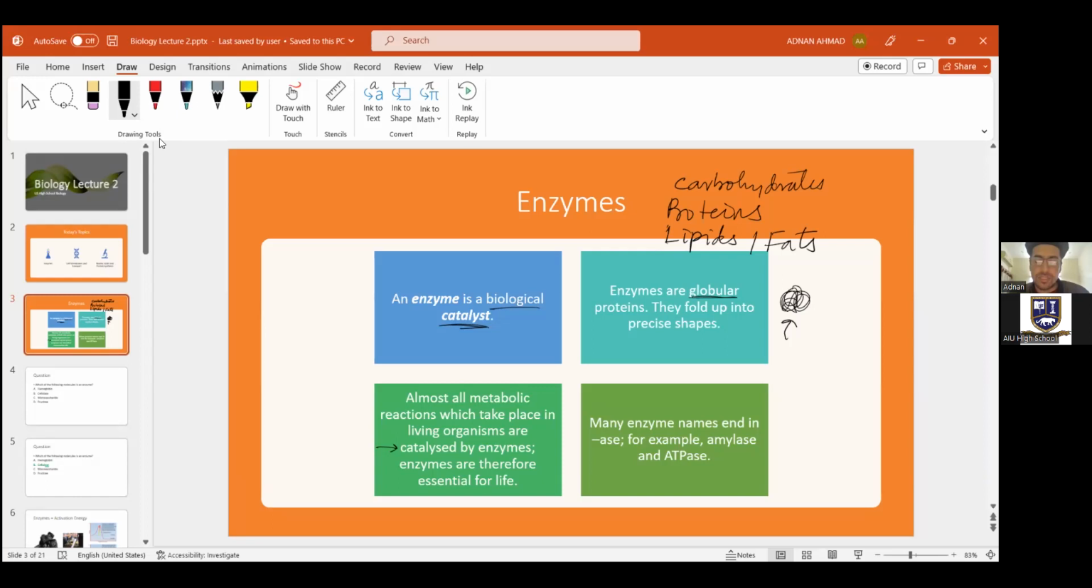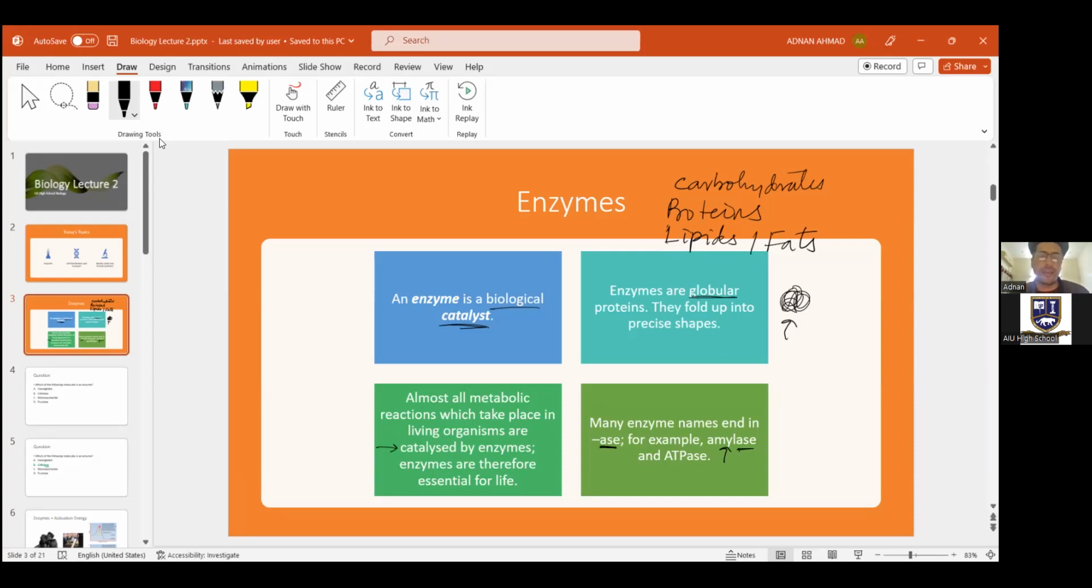The fourth point about enzymes is that many enzyme names end in ase. For example, amylase. How do you know that this is an enzyme? Because this word ends in ase.